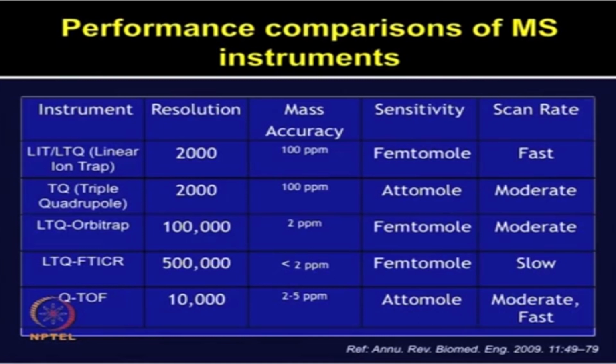They have a resolution of 2000, mass accuracy 100 ppm, sensitivity in femtomole, and the scan rate is very fast. The triple quadrupoles or TQs have a resolution of 2000, mass accuracy 100 ppm, sensitivity in attomole, and the scan rate is moderate. The LTQ Orbitraps can provide high resolution of 100,000, mass accuracy 2 ppm, sensitivity in femtomole, and the scan rate is moderate to low. LTQ FTICR can provide very high resolution of 500,000, mass accuracy less than 2 ppm, sensitivity in the femtomolar range, and a slow scan rate. The quadrupole time of flight provides resolution more than 10,000, mass accuracy 2 to 5 ppm, sensitivity in the attomole range, and the scan rate is moderate to fast.